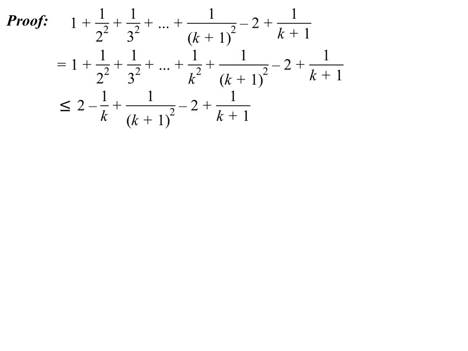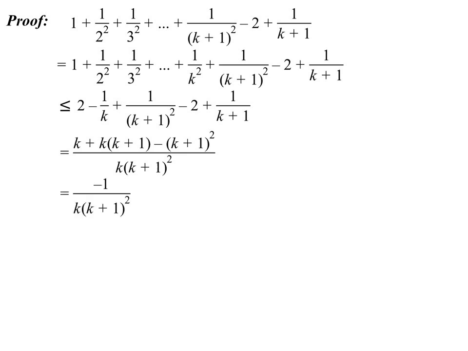2 minus 1 on k plus 1 on k plus 1 squared minus 2. Well, the 2 minus 2 will disappear, and I'm left with this algebraic fraction. Well, let's make it all one fraction. The common denominator will be k plus 1 squared, and that's what I'm left with on the top. That's negative 1 when we play around with the top. Well, that's less than 0. Right? That is less than 0.